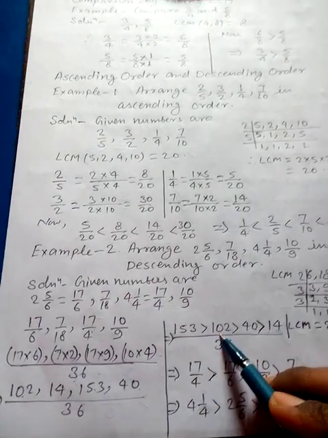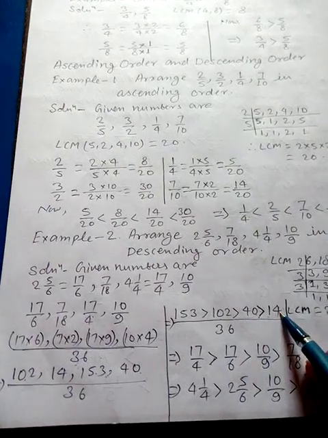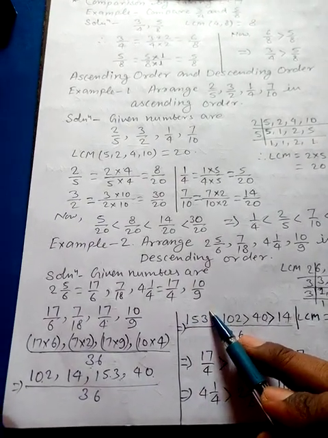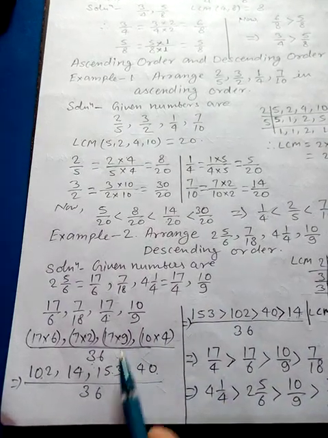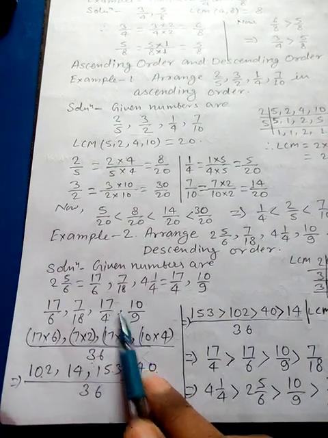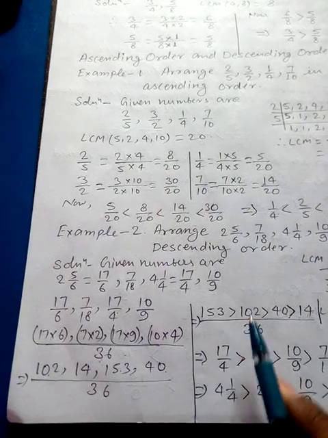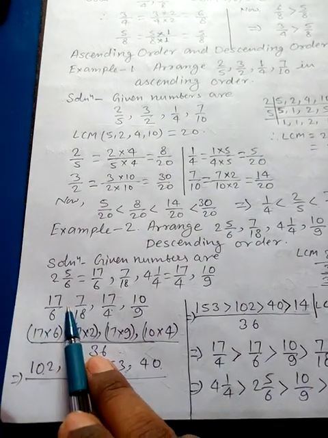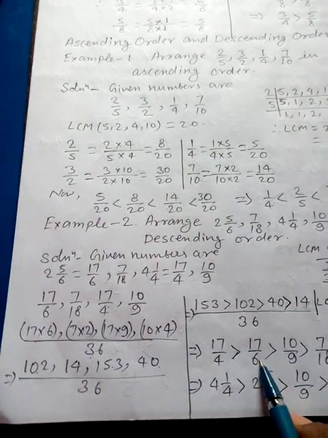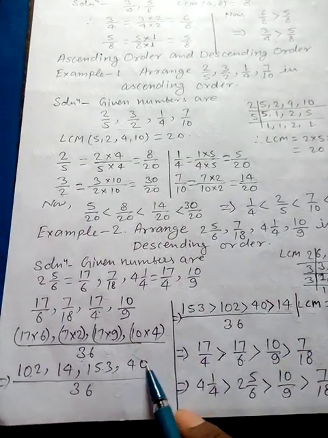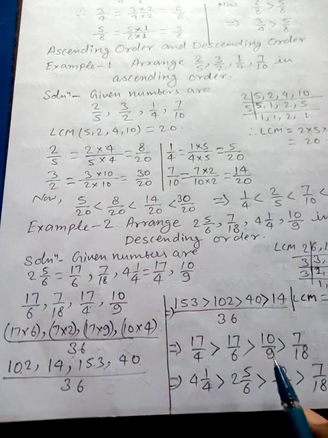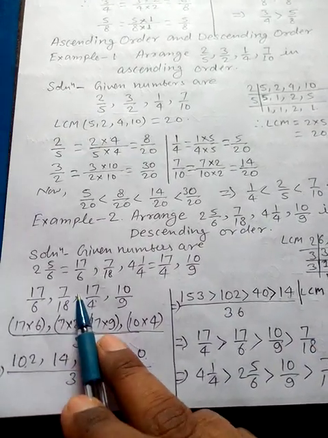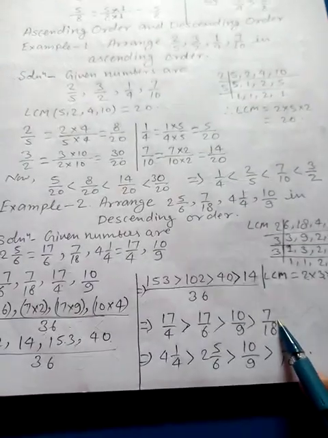153, then 102, then 40, then 14. 153 is for 17 by 4, write 17 by 4. 102 is for 17 by 6, write down. 40 is for 10 by 9. And 14 is for 7 by 18, so write 7 by 18.